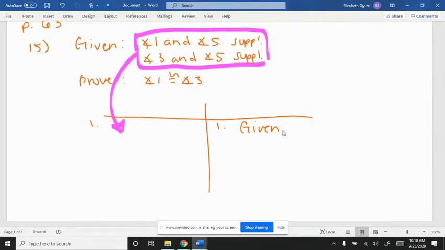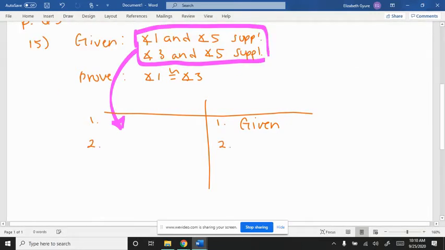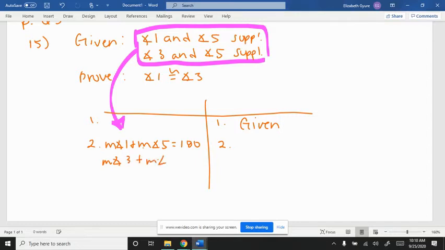Okay, so step 2 then. It says that you're taking the angles and adding them up to be 180 degrees, right? So use your context clues. If I'm saying that the measure of angle 1 plus the measure of angle 5 equals 180, and the measure of angle 3 plus the measure of angle 5 equals 180, what lets you say that, right? I was given supplementary angles, therefore I can conclude that they're going to have a sum of 180. Very good. That's the definition of supplementary angles.